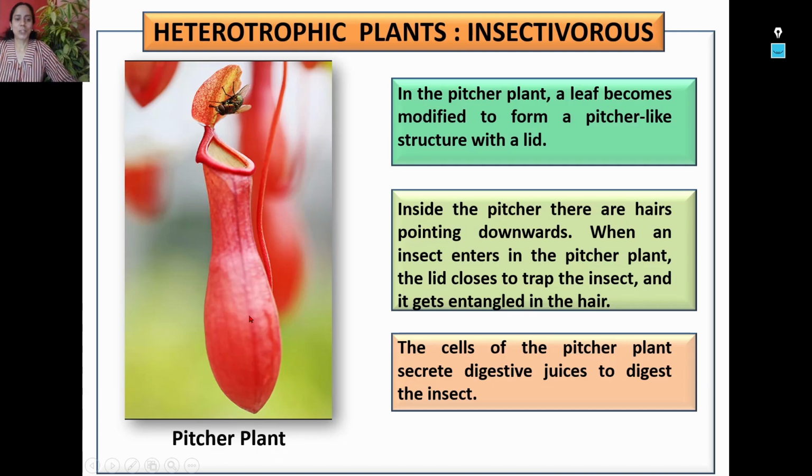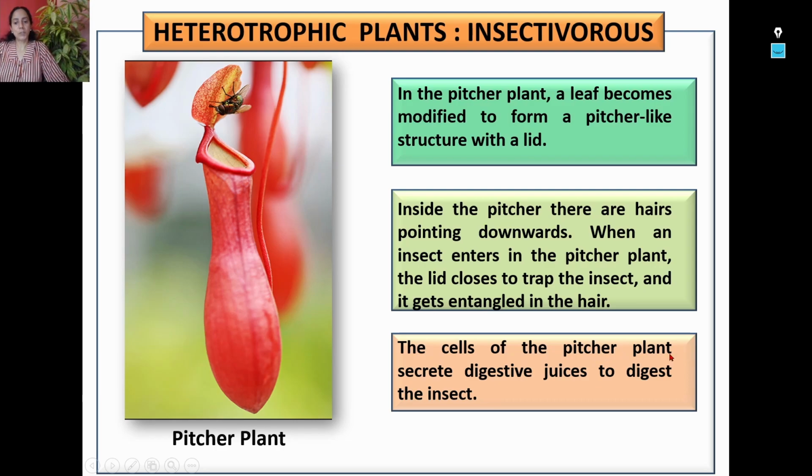So now look at this pitcher plant. It has a beautiful pitcher, like a pot, and its organized structure is there, and there is a beautiful lid on it. The moment any insect lands on the lid or at the rim, it immediately closes. Inside the pitcher there are certain hairs pointing downward, so the insect will not be able to come upward; it will slide down. And when an insect enters the pitcher, the lid closes and the insect gets entangled in those hairs.